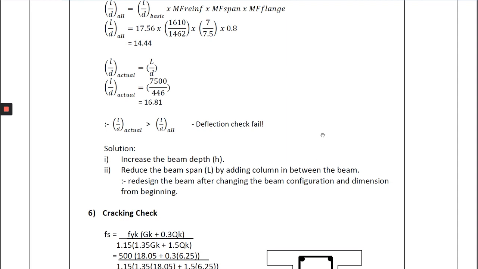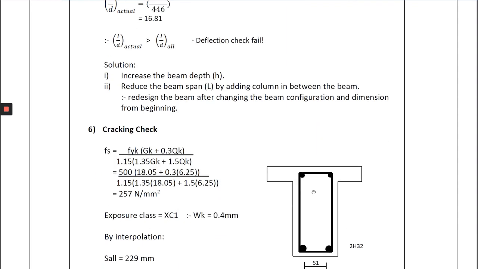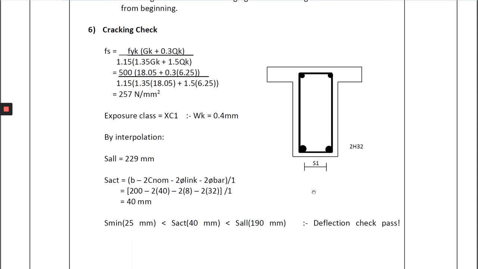So after we change all the things, as usual, we have to redesign the beam after changing the beam configuration and dimension from the beginning. So we have to do the same process again and again. Okay, then a crack check here. So Fs is equal to fyk times Gk plus 0.3 Qk. So how do I get this 18.05? 18.05 is actually the unfactored load of the permanent action from the slab and also beam, and then here is the variable action from the slab, that we already transferred to the beam. So you have to remember how to calculate this.